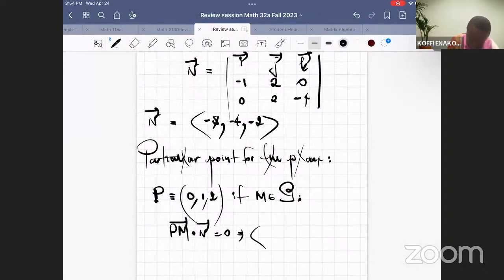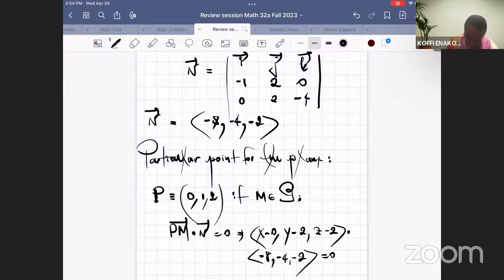So it means that x minus 0, y minus 1, z minus 2, dot the normal vector that I just found, negative 8, negative 4, negative 2.